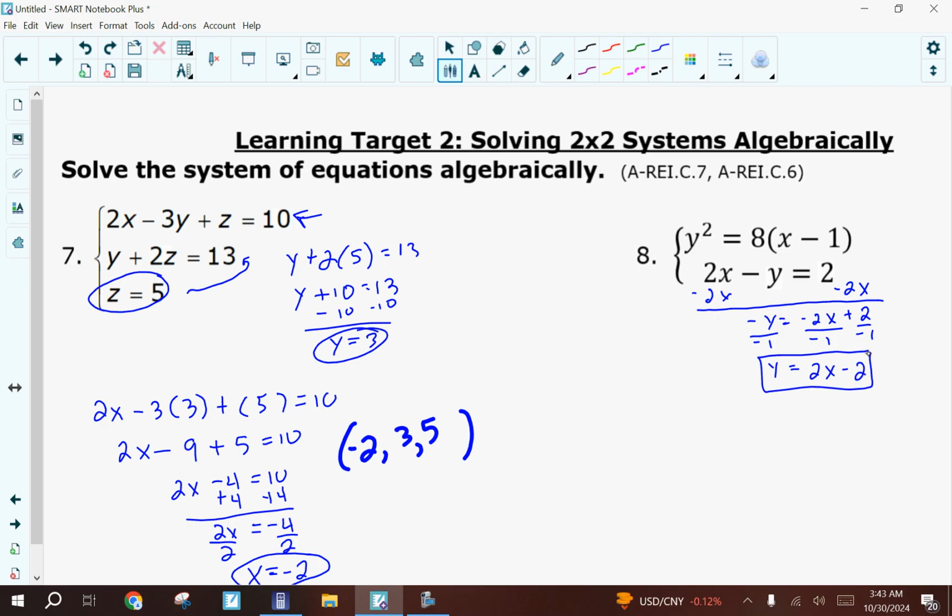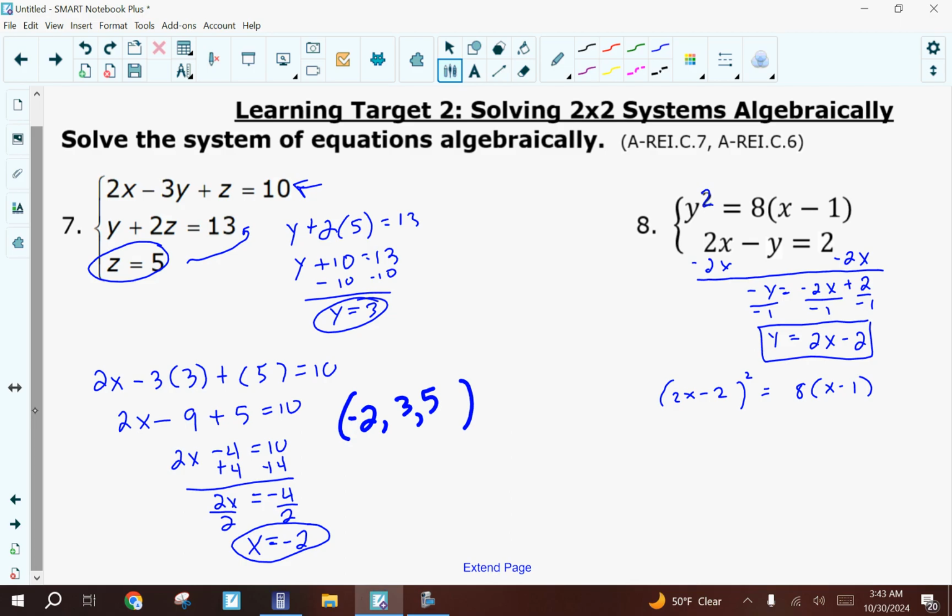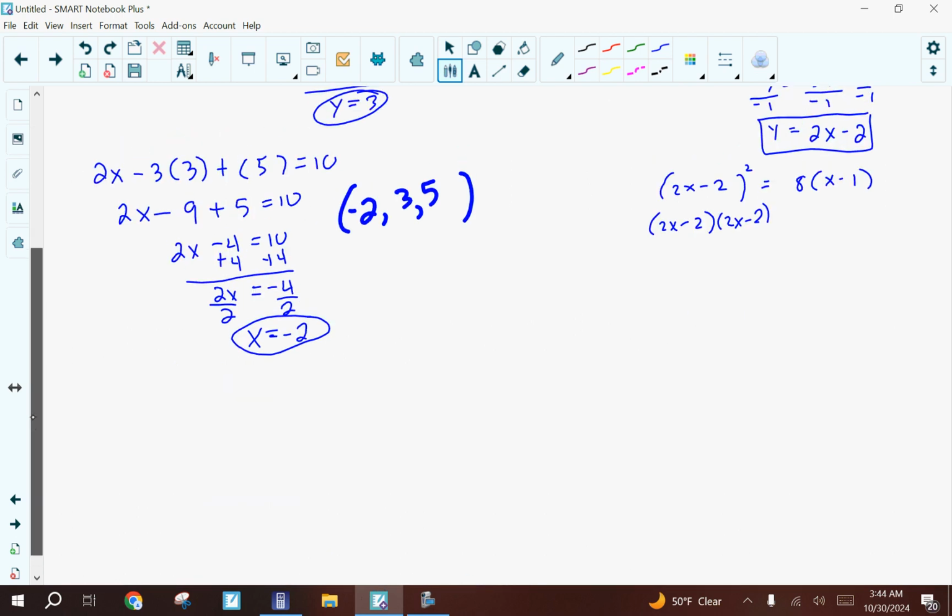So usually we just put the y equals, we're going to put usually the equations equal to each other. But because this one has the square on it, it's going to work out kind of weird. So we're going to have to substitute in 2x minus 2 squared and set that equal to 8x minus 1. Now, when we have these problems with exponents, we don't want these parentheses here. So I'm going to have to take this and write it twice and multiply it out. I'm going to need some more space, so let me scoot that down.